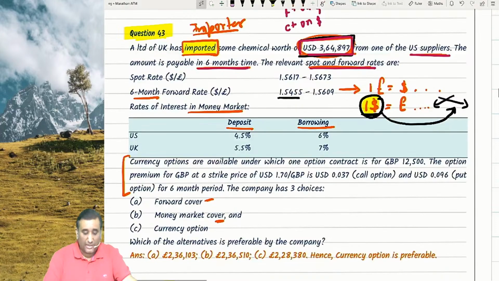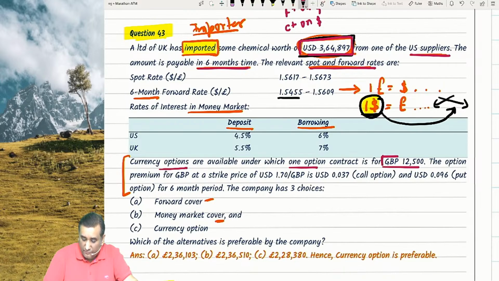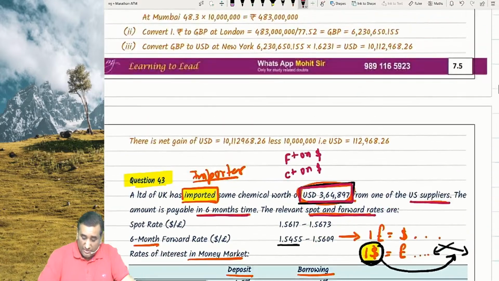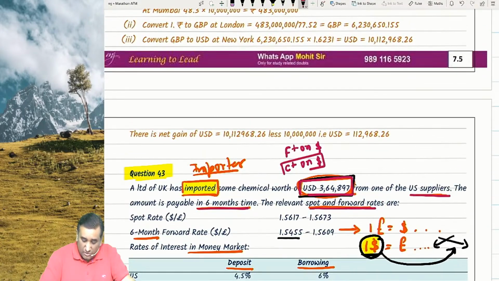Now when I went to the market, this was available. Currency options are available under which one option contract is 12,500, but the contract is not available on the dollars. It is available on pound, and since it's an option, that means I required C plus on dollar. But since the contract is not available on C plus dollar, I'll have to do what?